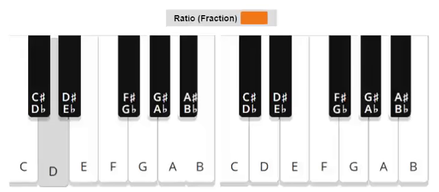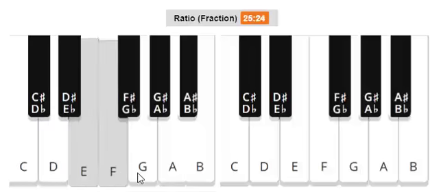So C to D gives us a 9 to 8 ratio. It also includes E, and C to E gives us a 5 to 4 ratio. It includes F, which gives us a 4 to 3 ratio. It includes G, which gives us a 3 to 2, and so on. C to A, 9 to 5, and C to B, 15 to 8, which is not quite as good, but these 7 notes, C, D, E, F, G, A, B, constitute the C major scale.